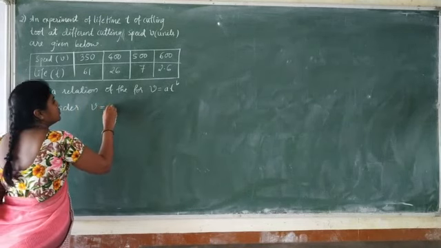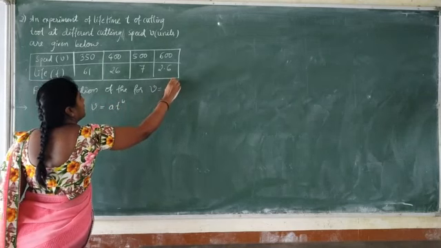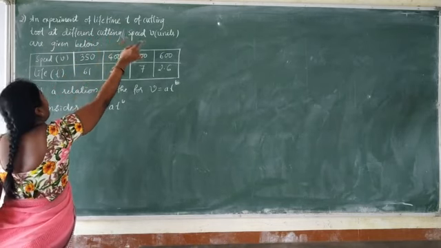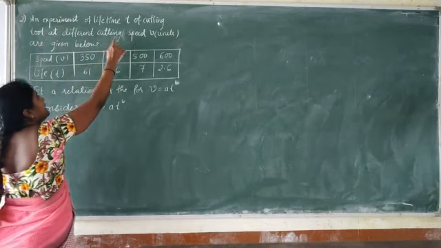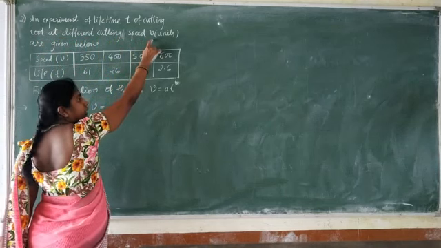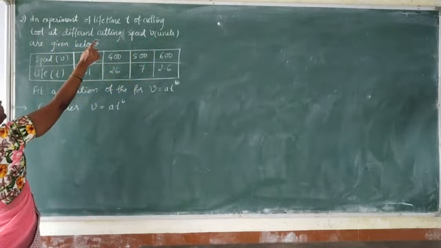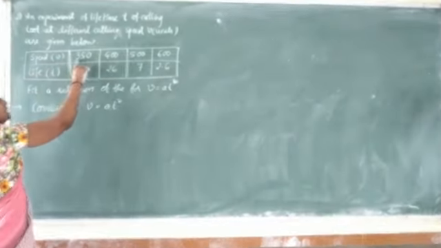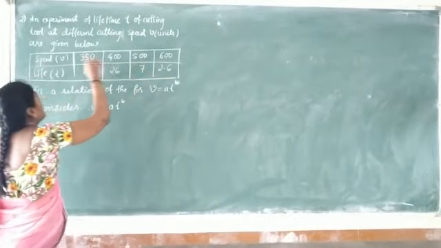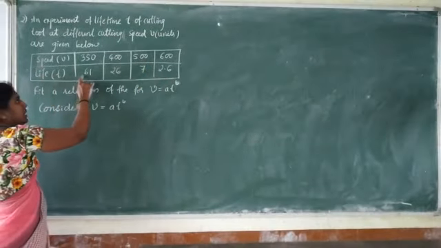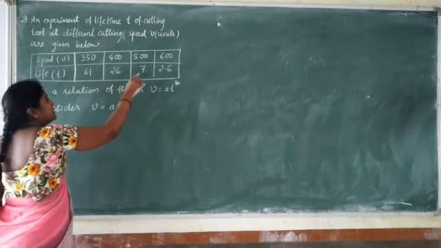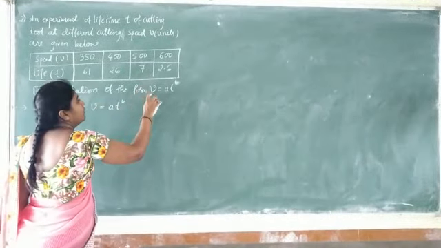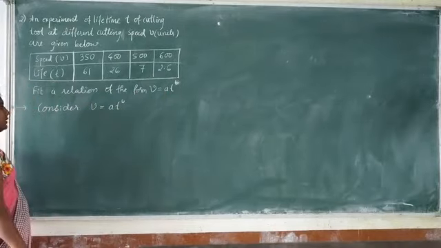Consider v equals a t raised to b. Here they have given the next example: an experiment on the lifetime t of a cutting tool at different cutting speeds v. The speeds in v are 350, 400, 500, 600, and the lifetime in t is 61, 26, 7, 2.6. Fit a relation of the form v equals a t raised to b.